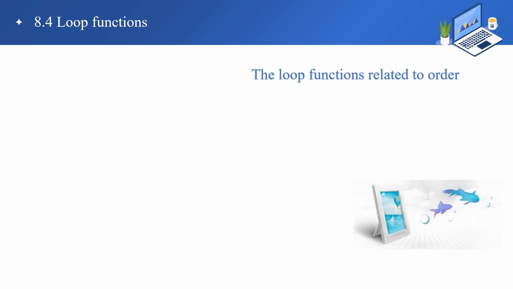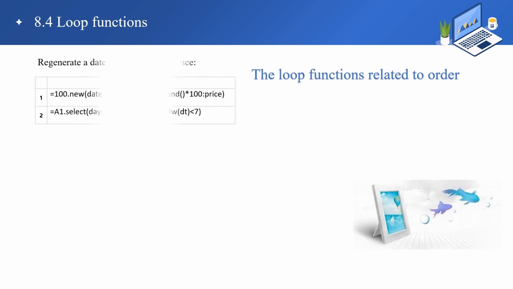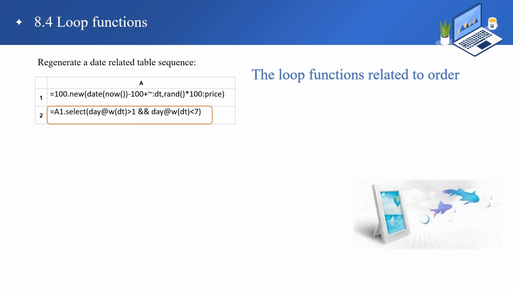Now let's discuss the loop functions related to order and regenerate a date-related table sequence. Randomly generate a price table of a stock from 100 days ago to today. DT field is the date and price field is the price. Because there is no transaction on weekends, filter out the weekend dates after generating the data, and use this A2 in the future.